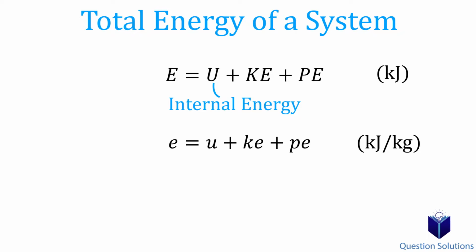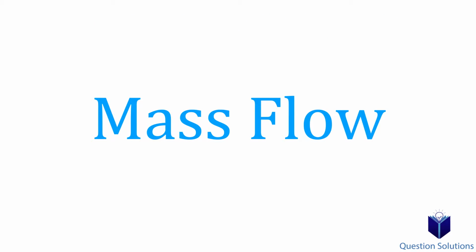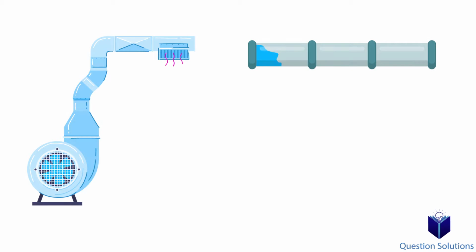Potential energy and kinetic energy are extensively covered in the dynamics video playlist, and because of that, we will not dive deep into those topics. Rather, we're going to look at something new called mass flow. When we have open systems, also called control volume, it involves mass flow. So air going through a duct or water going through a pipe, things like that.